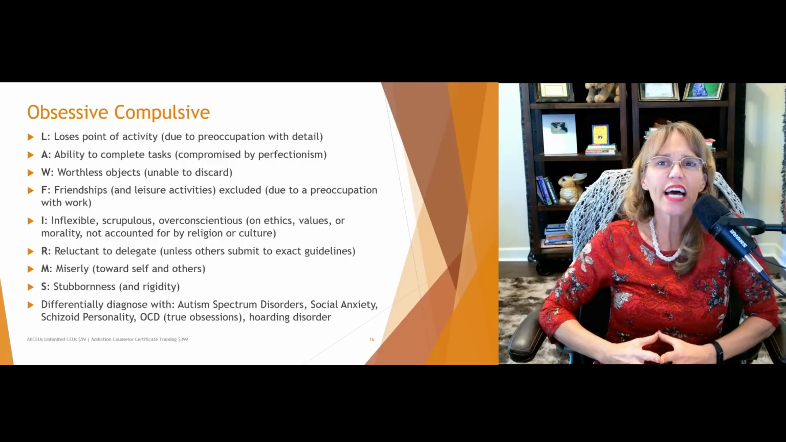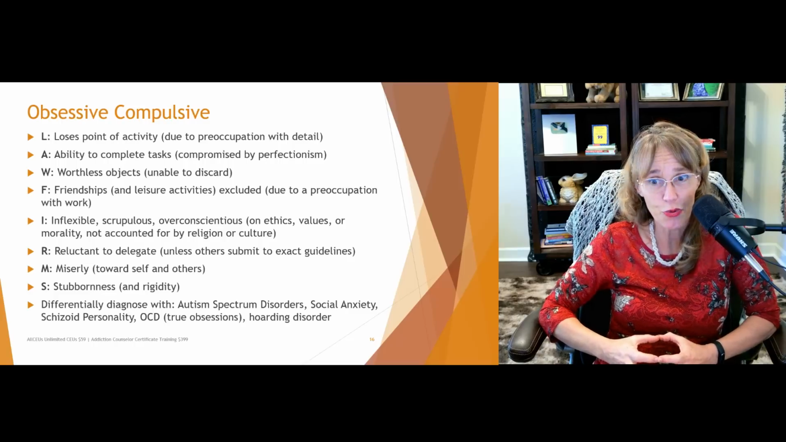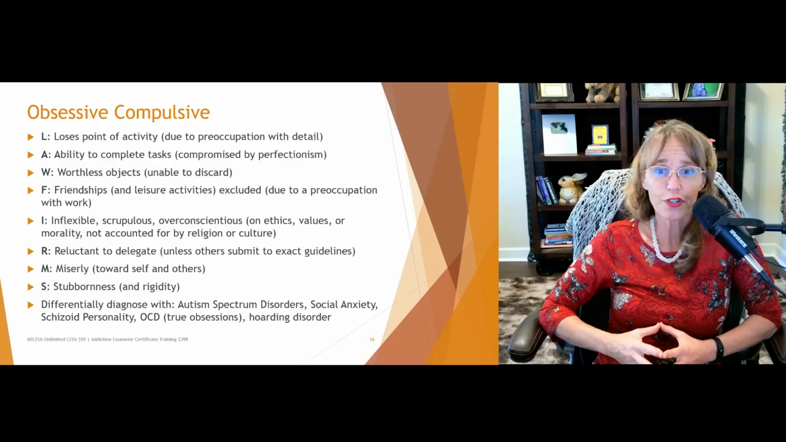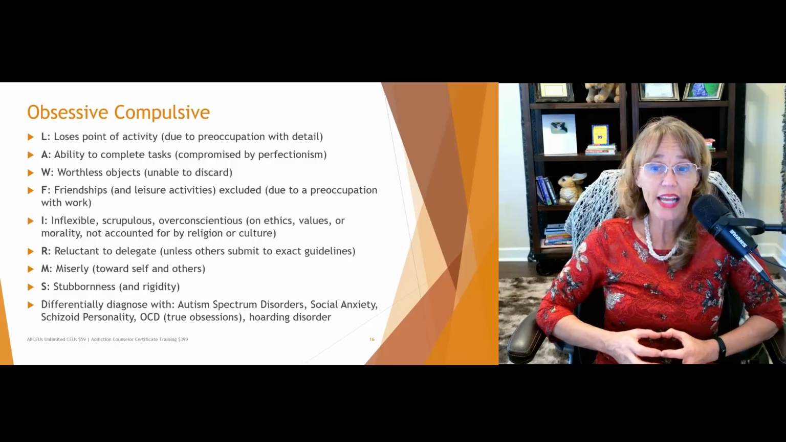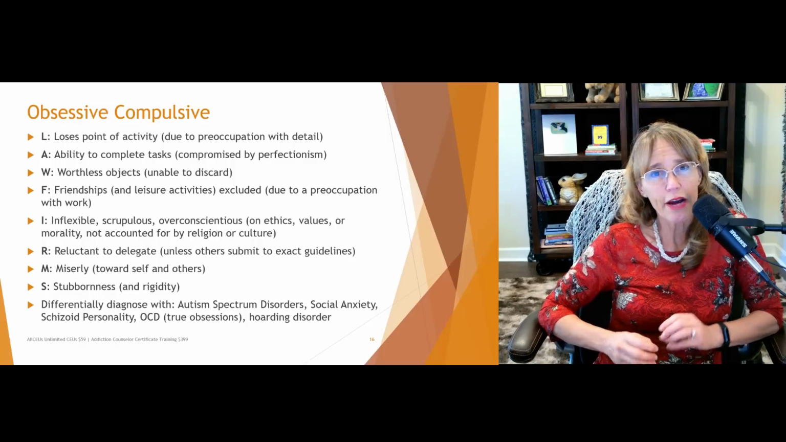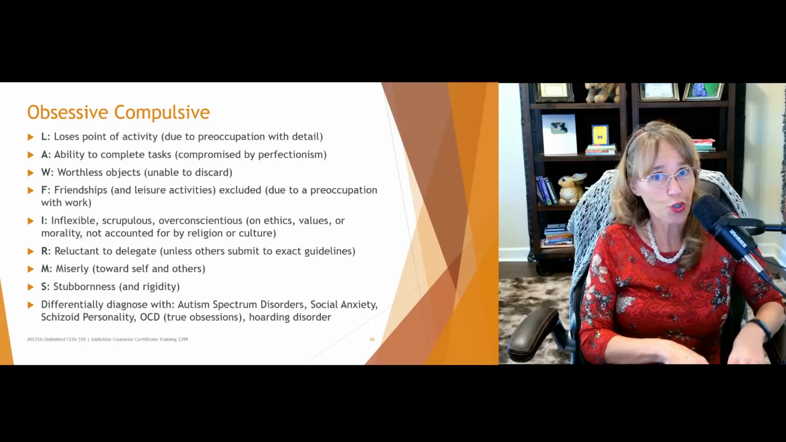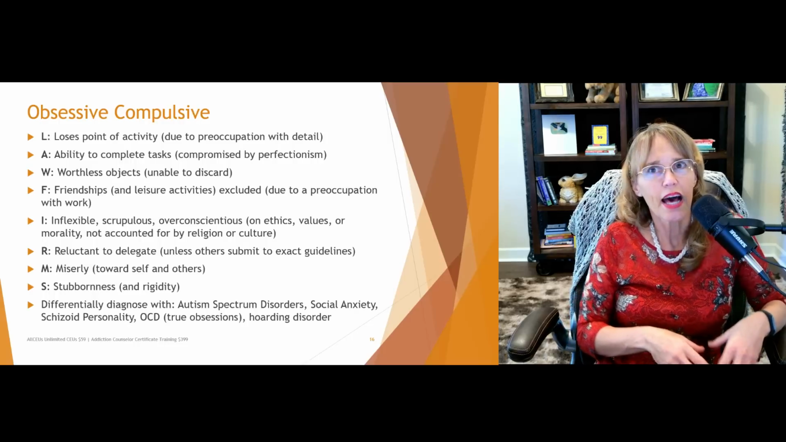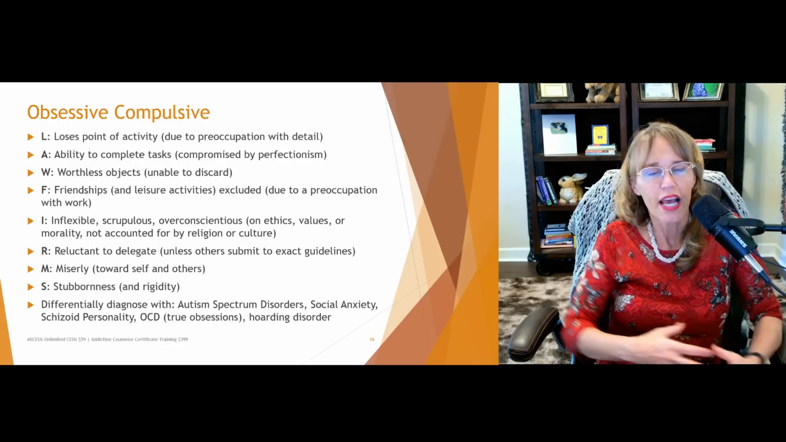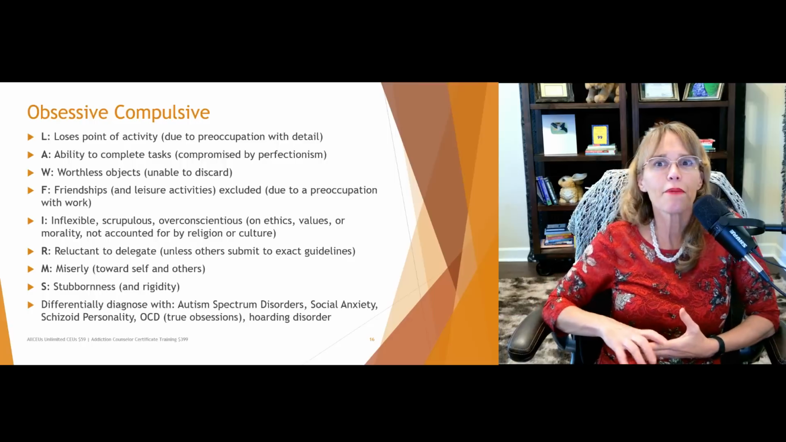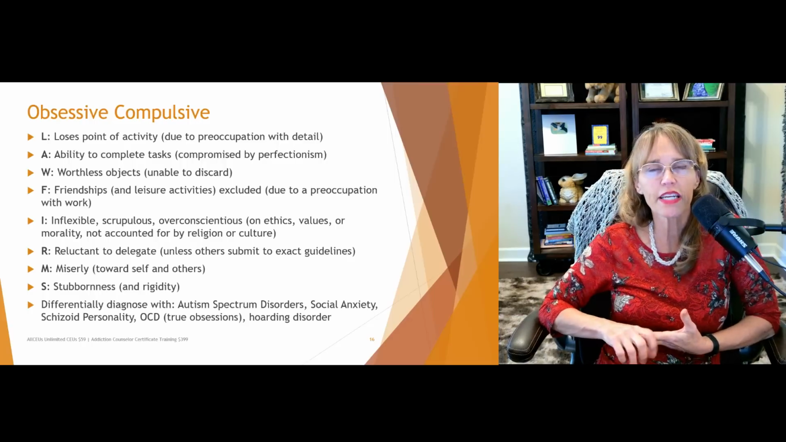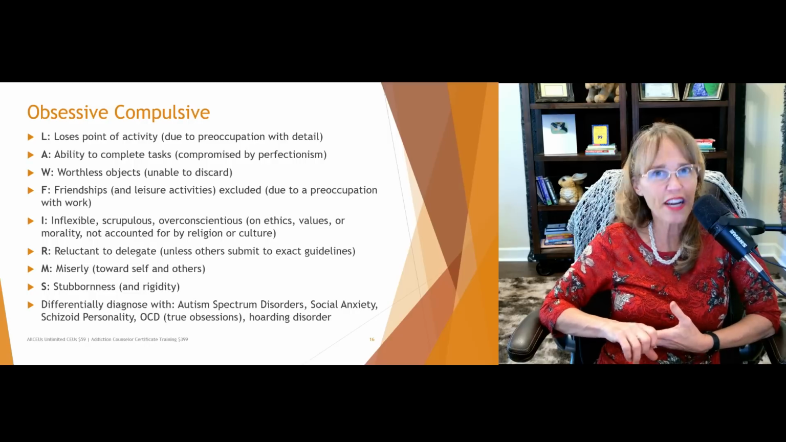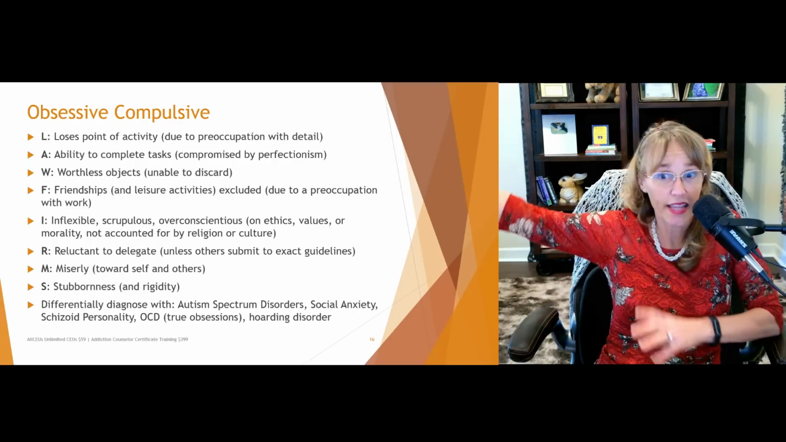You want to differentially diagnose obsessive compulsive personality disorder with autism spectrum disorders, social anxiety, schizoid personality, hoarding disorder, and obsessive compulsive disorder. Now remember, obsessive compulsive disorder, as opposed to obsessive compulsive personality disorder, in OCD, you have the repetitive behaviors. In OCPD, you tend to have somebody who is very inflexible, follows the rules, perfectionistic, type A, and then some.